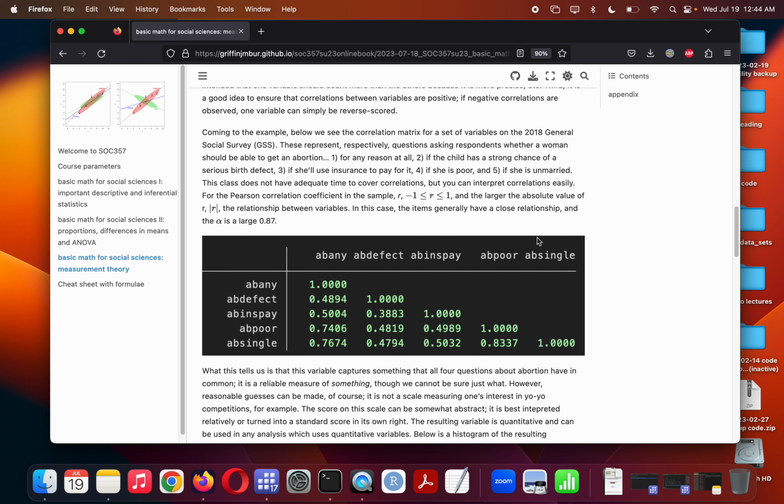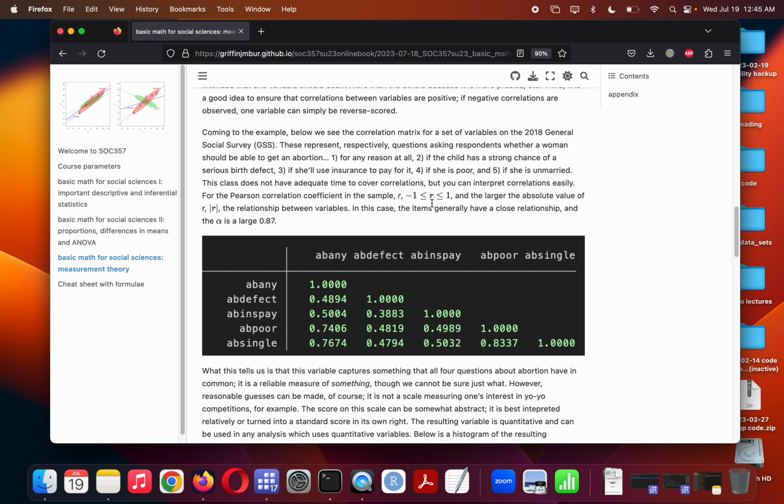This class unfortunately doesn't have adequate time to cover correlations, but you can interpret the correlations in this matrix quite easily. Just a couple of facts to know here. Basically, correlations are standardized covariances, and for the Pearson correlation coefficient in the sample, which is denoted with R, and this is true in the population as well, where it's denoted rho, R is between -1 and 1 inclusive. That's actually because it's a funny kind of a cosine, in fact.